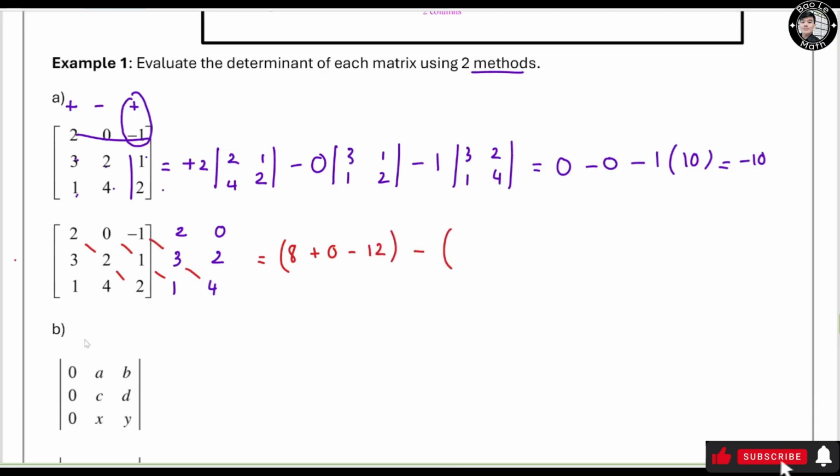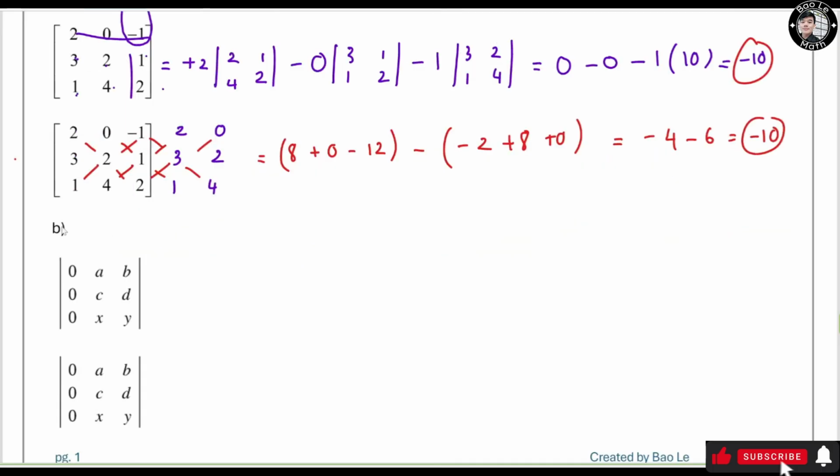Subtract. Bottom left to top right, so it's right here: 1 times 2 times negative 1 is negative 2. 4 times 1 times 2 is plus 8. 2 times 3 times 0 is 0. Simplify this one, it's negative 4 minus 6, which is negative 10. Same answer as the first method.